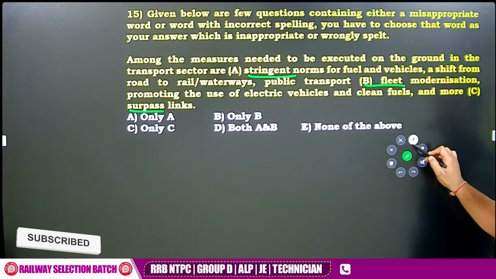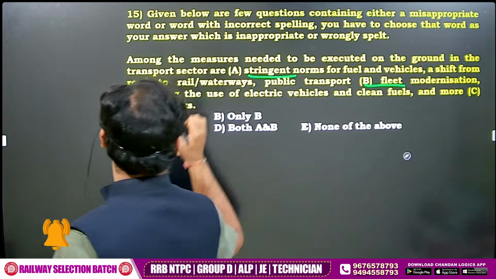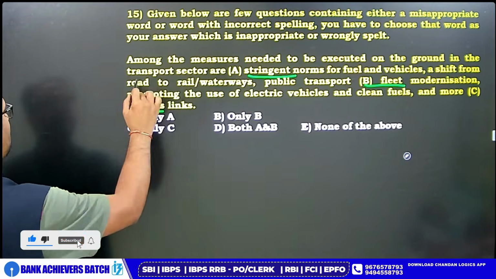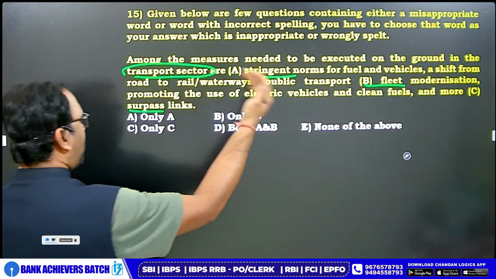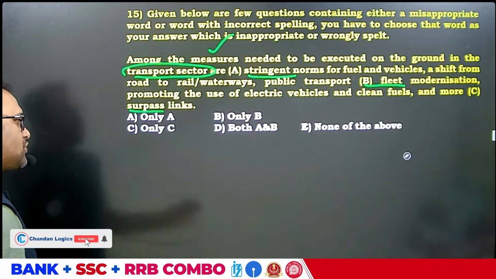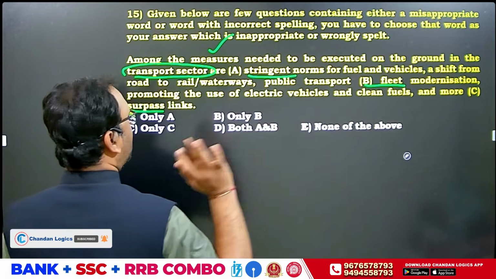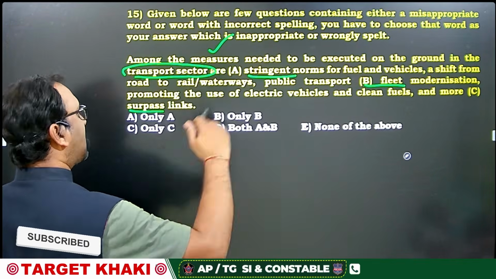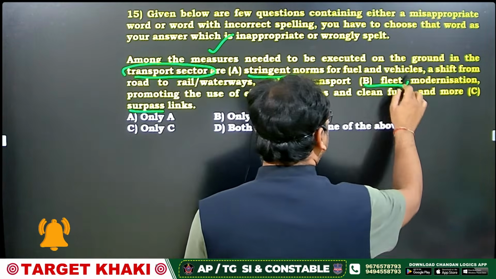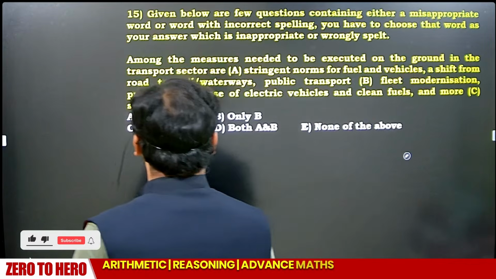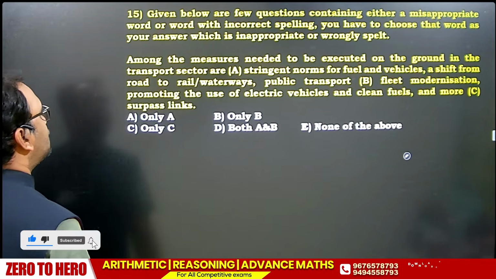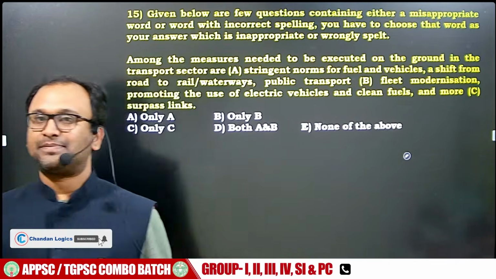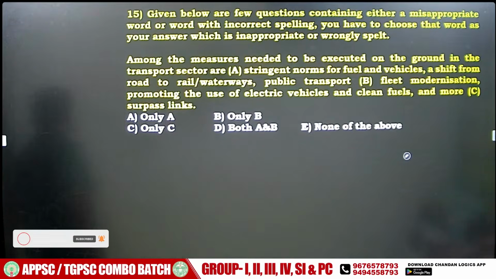Among the measures, you are talking about some solutions. You are talking about some measures needed to be executed on the ground in the transport sector. See, the problem is in the country and in the world, the transport sector is a problem. So there are a lot of problems and then some solutions. Some solutions are stringent norms. Okay, very good. And you have to shift from road to rail waterways. Very good. And public transport fleet modernization. Yes, modernization is important in fleet. Promoting the use of electric vehicles. So if you take all these measures, what is the advantage?